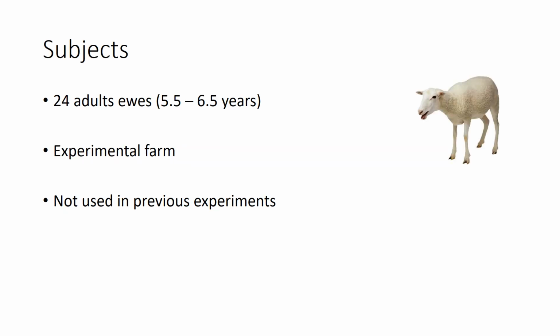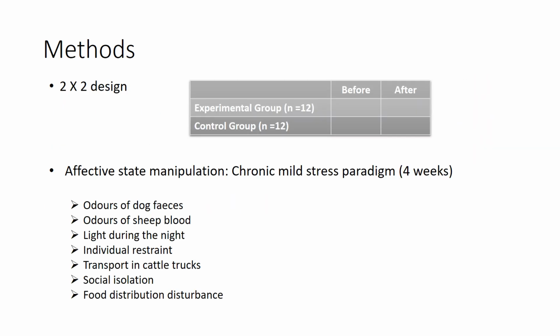For this study, we used 24 adult ewes which were living in an experimental farm and which have never been involved in previous experiments. We used a 2x2 design in which half of the animals were tested before and after an affective state manipulation, and the other half were tested at the same time point but were not exposed to the manipulation.